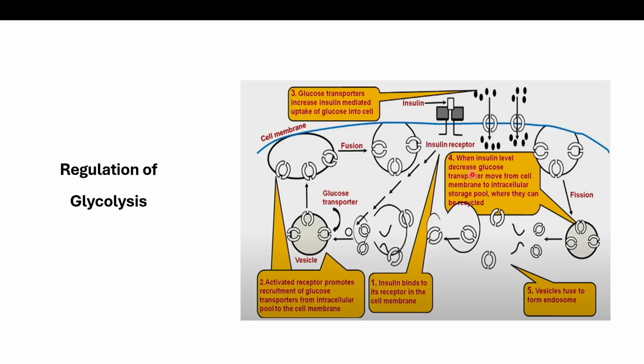And when insulin level decreases, glucose transporters can actually move from the cell membrane to the intracellular storage pool where they can be recycled. Vesicles fuse to form endosome here, and it is stored inside. And again, when there is a signal from insulin receptors upon insulin binding, then these glucose transporters are recruited onto the cell membrane. This is one way to regulate the glycolytic pathway.